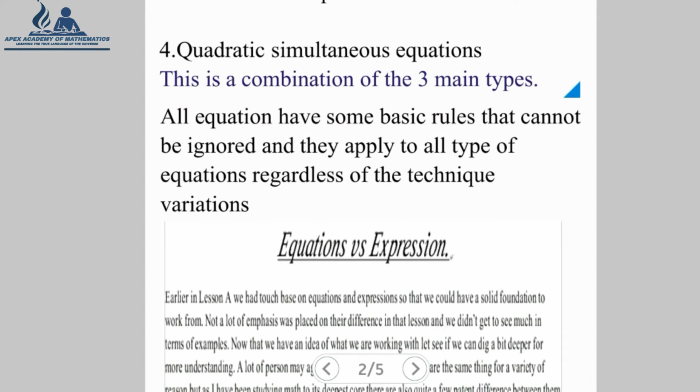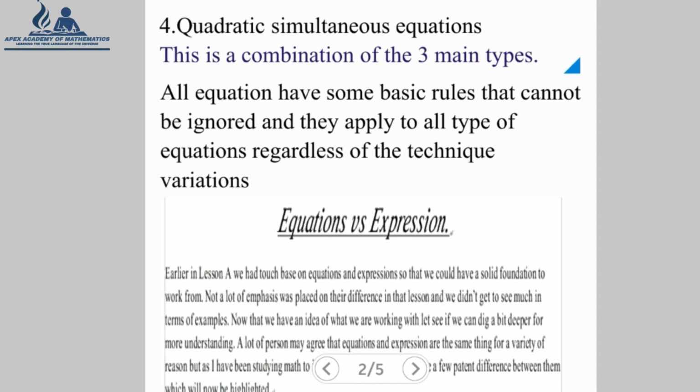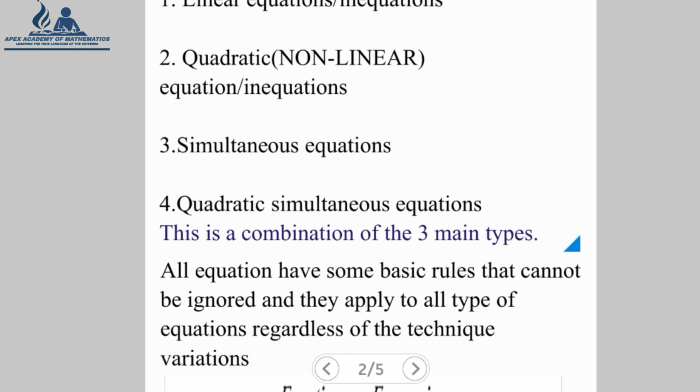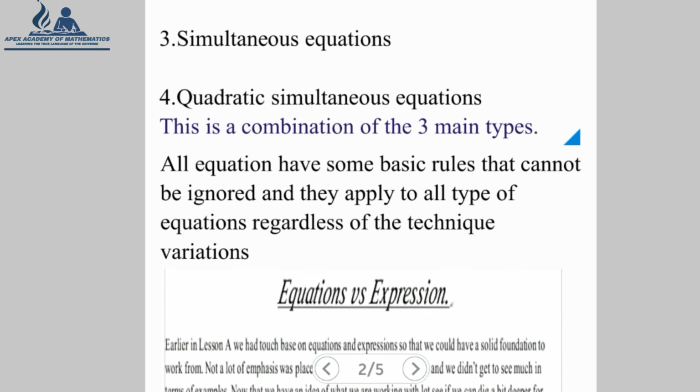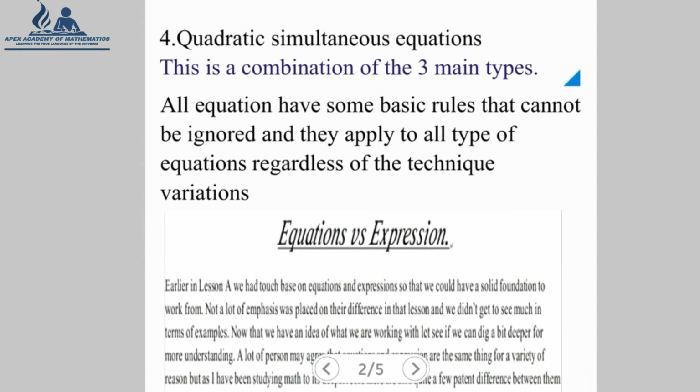All right, so as you can see here, the quadratic simultaneous equation is a combination of the three main types. Everything that you have learned in parts 1, 2 and 3 will be a requirement for you to master part 4. So do check out my channel for those videos that are coming out. All right, so let's proceed here.